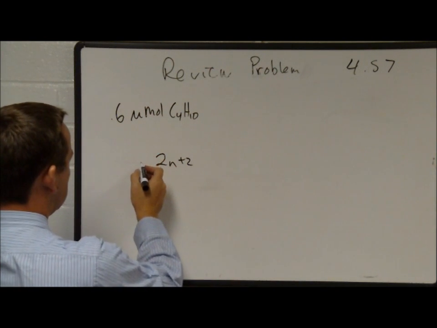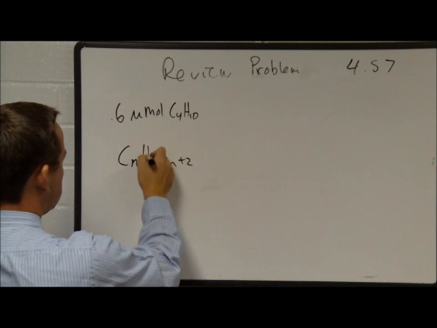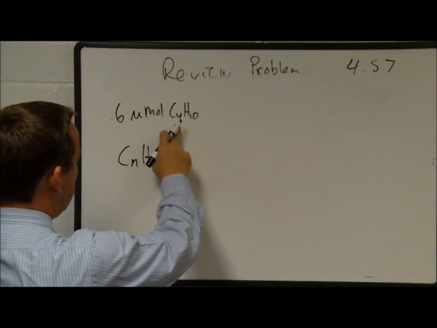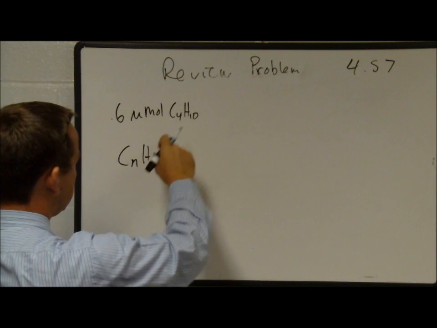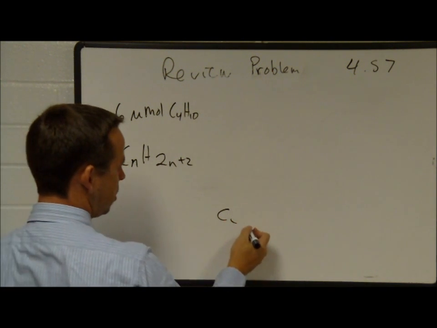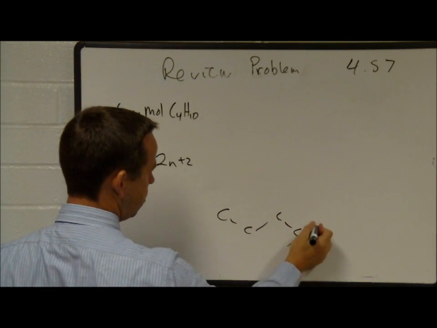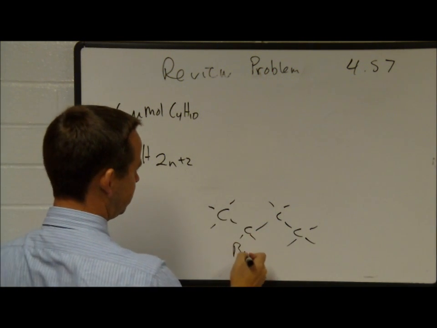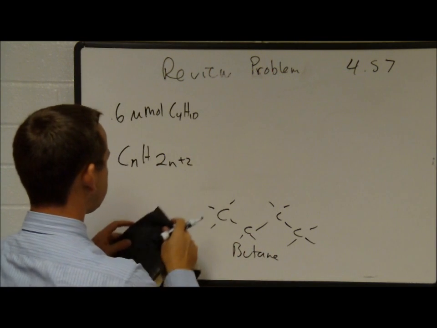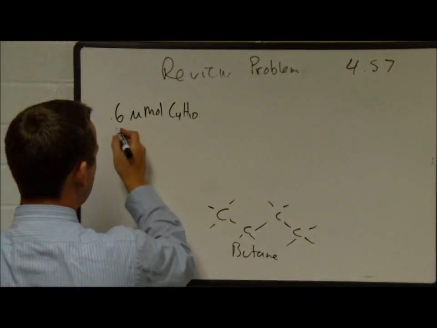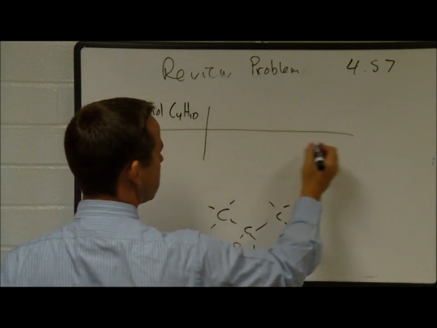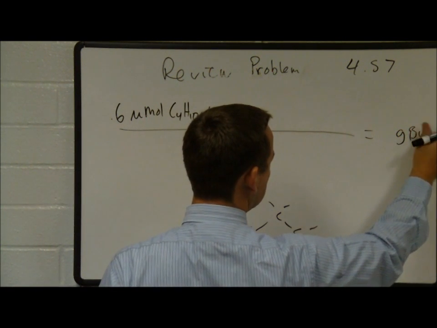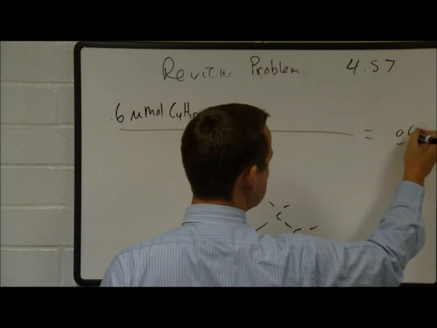So this is the CnH2n+2 rule, right? 4 times 2 is 8, plus 2 is 10. So it could be this, right? Carbon, carbon, carbon, carbon, with hydrogens all around, right? That's butane. All right, so if we have that many moles, how many grams of butane? Well, we'll call it C4H10.